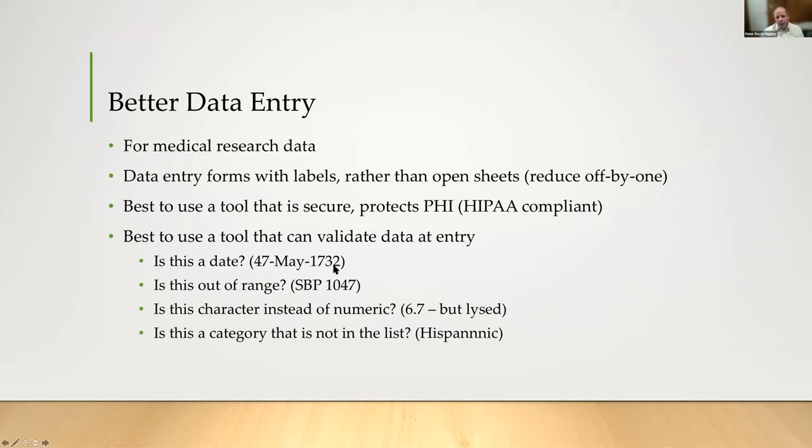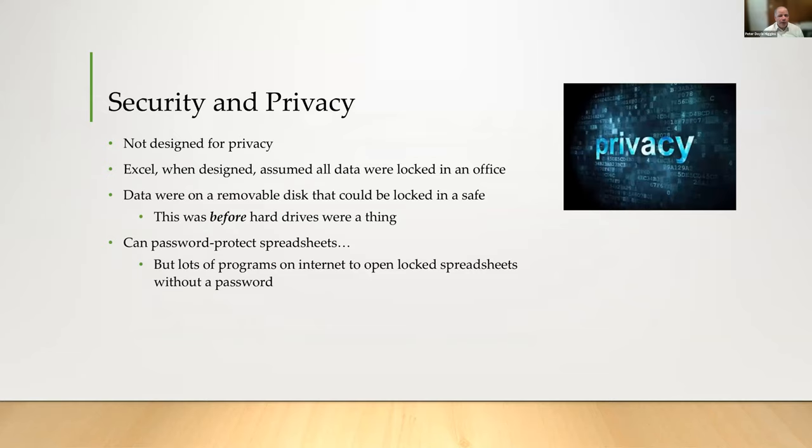It will accept a date like this or a blood pressure of 1,047. And you know, if you enter a potassium of 6.7 dash but lysed, it will turn the whole column into characters rather than numeric. And if your N key sticks during Hispanic, it will assume this is a completely new category that's distinct from the original Hispanic with one N. It's also an issue with security and privacy.